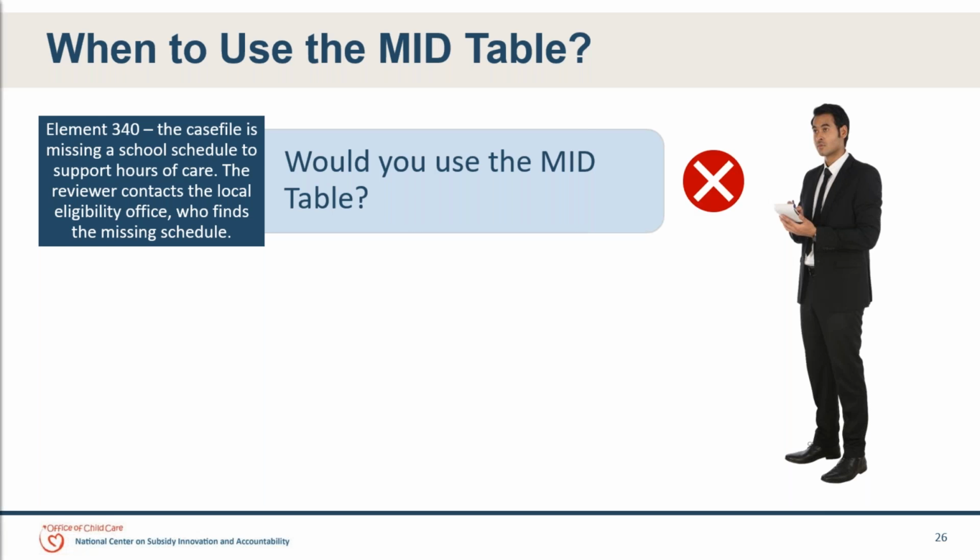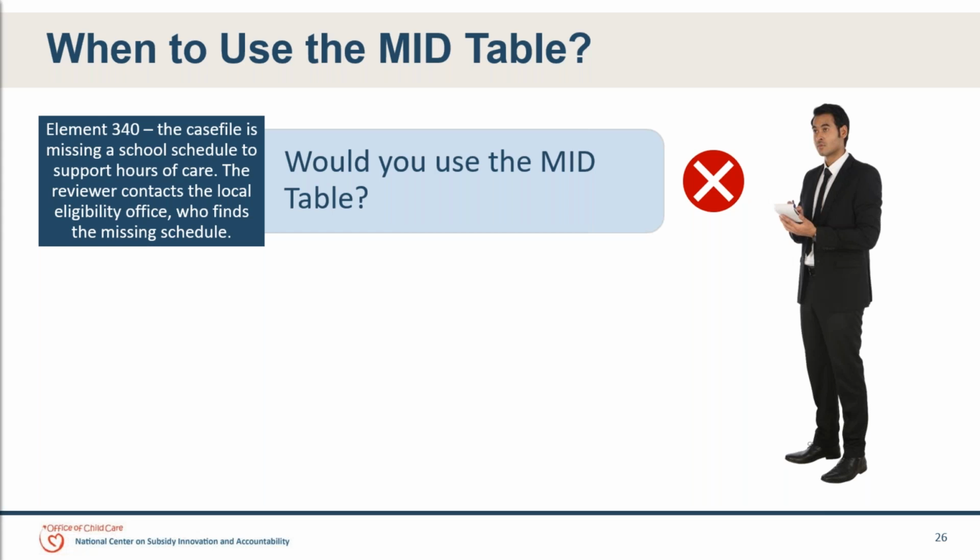Okay. And the answer to this one is no. The reason for that is because that local eligibility office had that documentation the whole time. It wasn't really missing. I mean, it was missing from the case file that the reviewer was looking at, but it was there. It just was in the eligibility office. They forgot to forward it or whatever. It wasn't truly missing. So in this case, it wouldn't be an error at all. Again, it was always in the possession of that eligibility office.